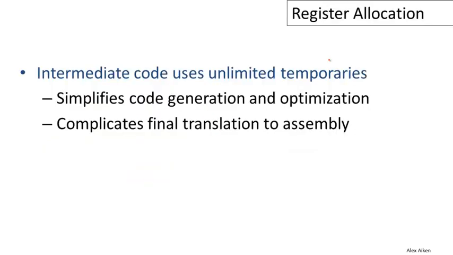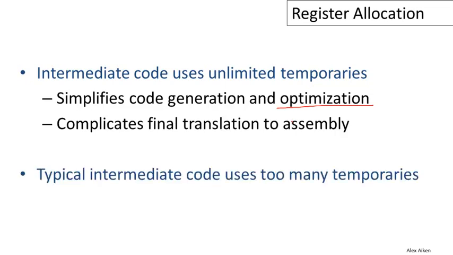Recall that intermediate code can use unlimited numbers of temporaries, and this simplifies a number of things. In particular, it simplifies optimizations because we don't have to worry about preserving the right number of registers in the code. But it does complicate the final translation into assembly code because we might be using too many temporaries. And this is actually a problem in practice. So it's not uncommon at all for intermediate code to use more temporaries than there are registers on the target machine.